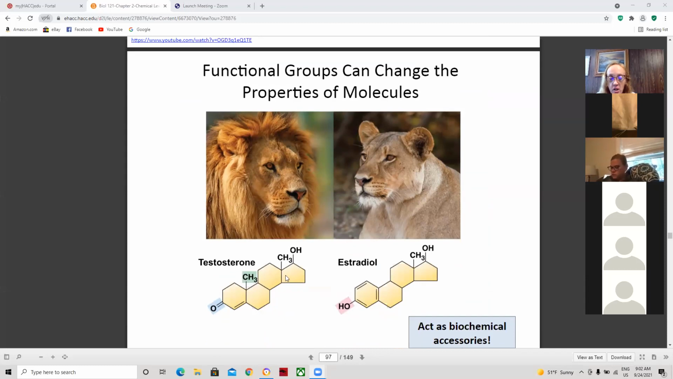If you look here, their basic structure is the same. They're both cholesterol derivatives. However, the difference in the functional groups causes their very distinct chemical properties. One results in a person becoming male, and the other one tends to be female enhancing.